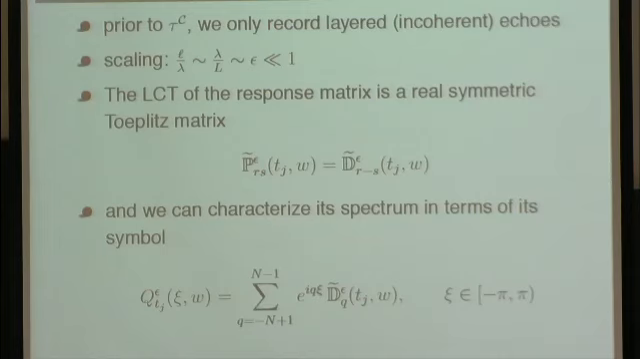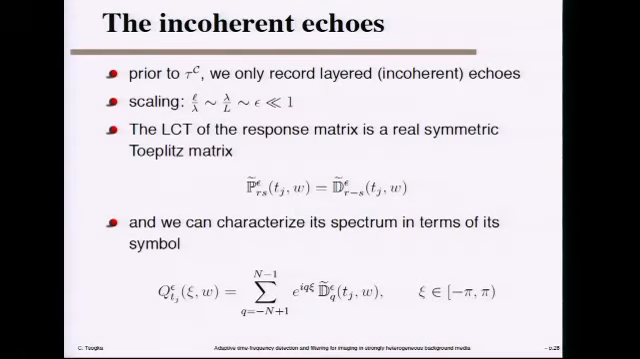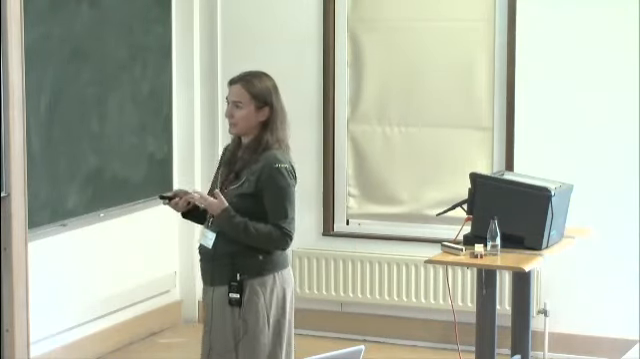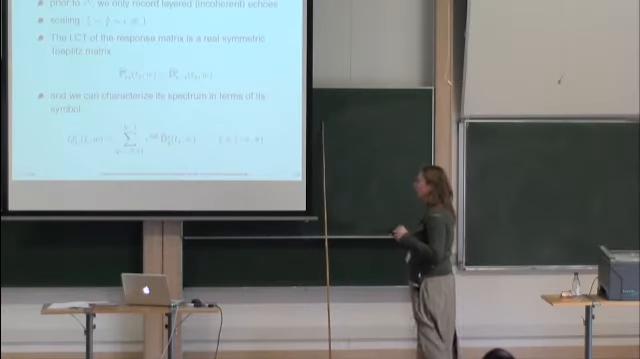Okay, so then what happens to the rest? The rest is the noise, and the response matrix for the noise is a real symmetric Toeplitz matrix. This is due to the fact that the medium is layered, and we can characterize the spectrum of this matrix by its symbol. There are a lot of things that we can say, but I'm interested here in two.